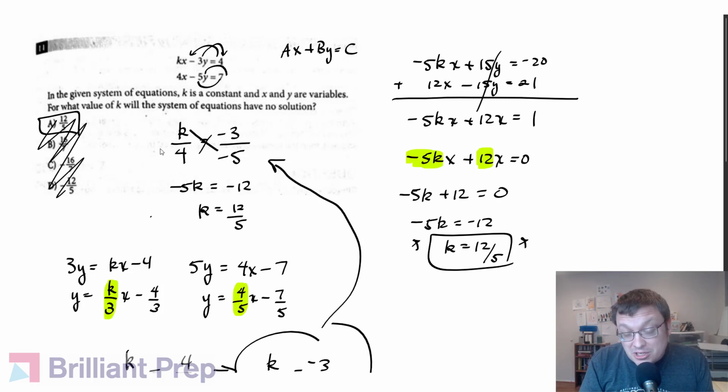Definitely use the shortcut when you can, because it turns a problem like this into a pretty quick solve. So either way, we get choice A.